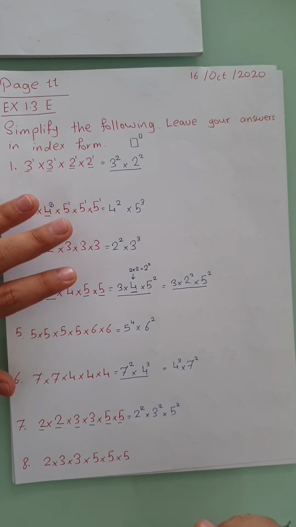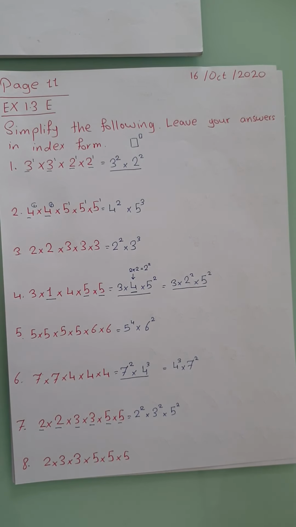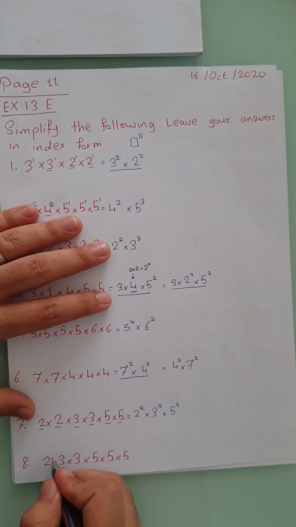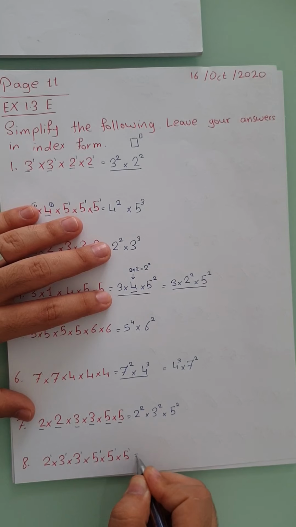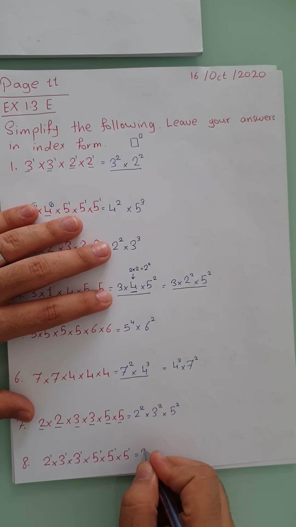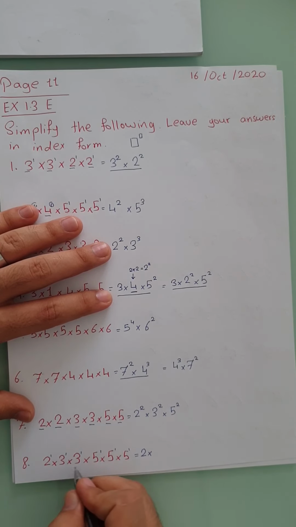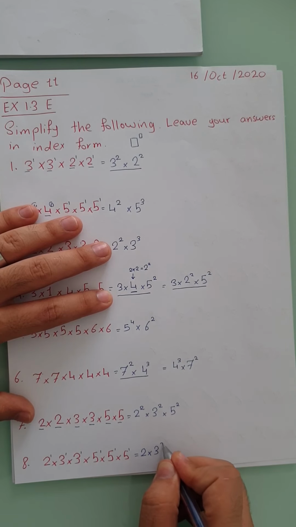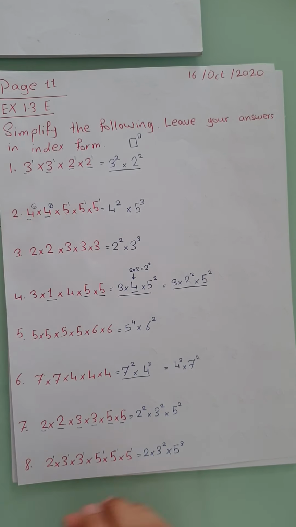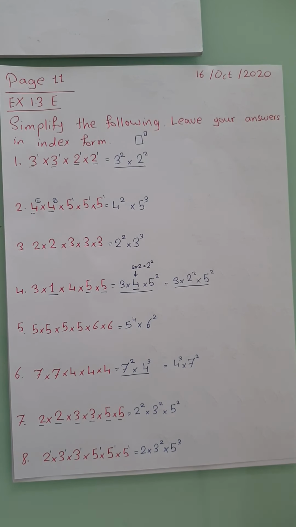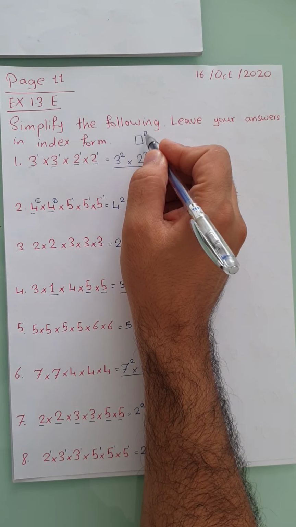Okay, last question for exercise 1.3e. You have 2 to the power of 1, 3, 5, 5, 5. So how many 2's do I have here? I have only one, so it is 2. Times how many 3's do I have here? It's 2, so this is 3 to the power of 2. How many 5's do I have here? 5 to the power of 3, because there are 3 5's over here. This is simply what it means when the question asks you to simplify and leave your answer in index form. Always keep in mind that index form is something to the power of something.